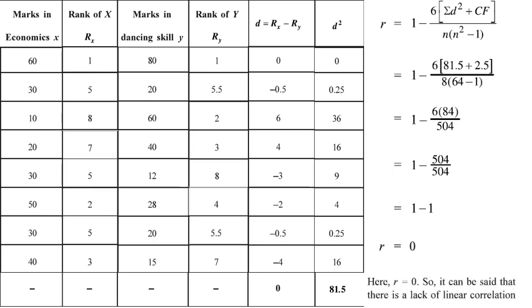Here we can say that there is a lack of linear correlation. It just means that marks in economics and marks in dancing skill have no linear correlation between them. In short, they are not related with each other in a cause and effect relationship. Economics marks and dancing skill marks do not affect each other. They are totally separate skills. Your economics talent and dancing talent have no similarity. That's what this says.